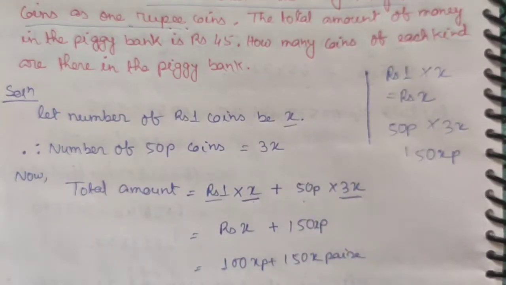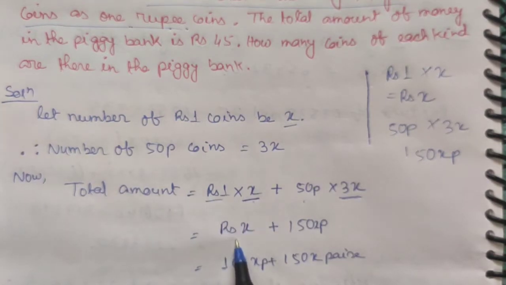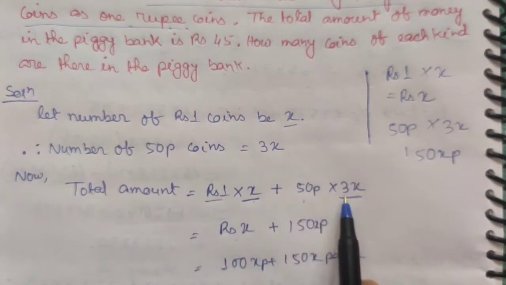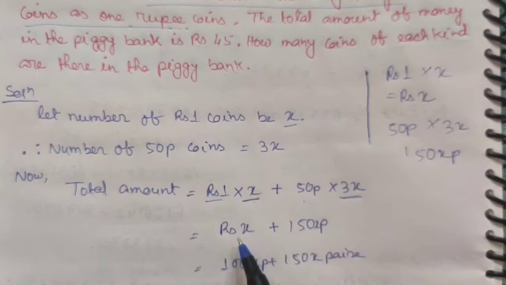Now for example, suppose you have 10 coins of 10 rupees. So altogether you have 100 rupees. How do you find this 100 rupees? You multiplied 10 with 10, right? That means how many times we have. Clear? So here if we multiply rupees 1 with x, it will be x. And then 50 with 3, it will be 150x paise, right? Now this is rupees 1x. Clear?